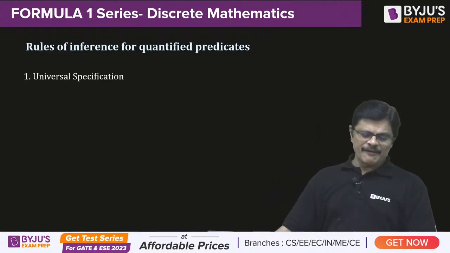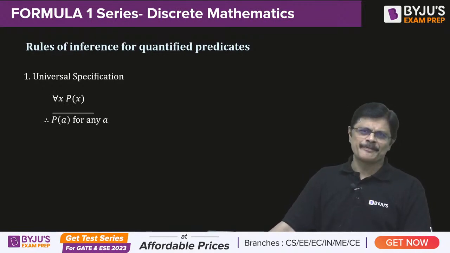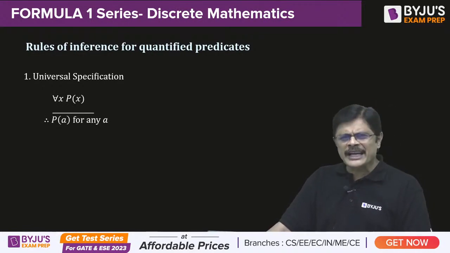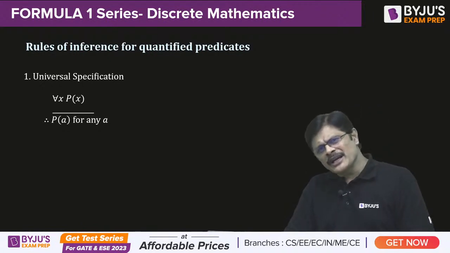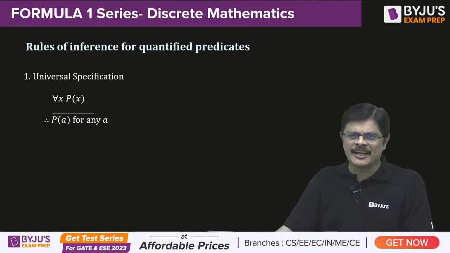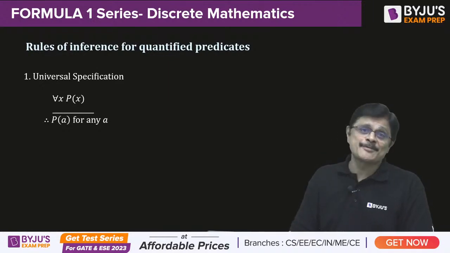Am I clear? See, first one is specification. Suppose you have something, say, for all x Px. Then instead of that x, you can put any value of a, my dear friends. You can put any value of a. Suppose for all x Px is true, then you can put any value for x, Pa for any a. This is called specification. This is what we call universal specification.